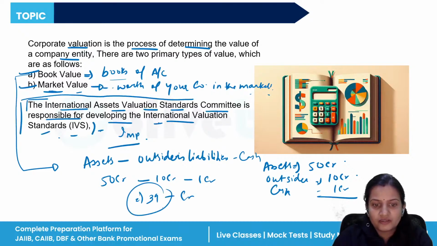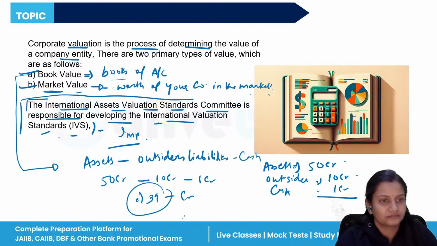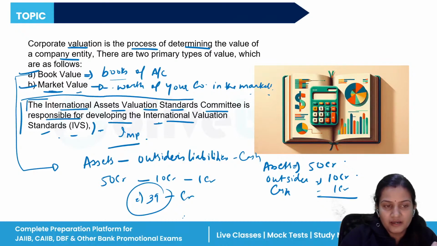So the book value is what? 39 crore. That is the book value of the company. Clear? Am I clear till over here? Any doubt? Now, what is market value?